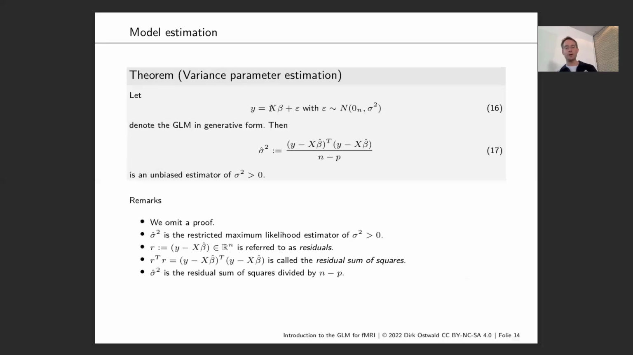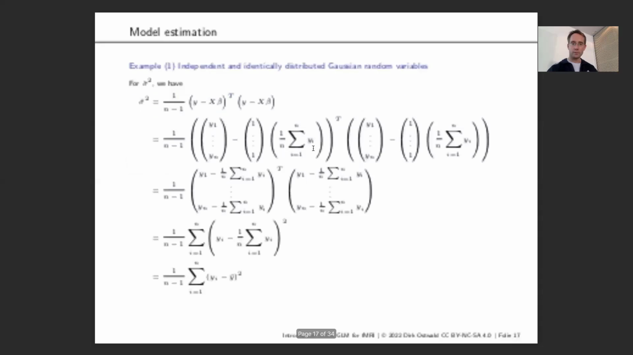Okay, so before we look at examples for these estimators, the other parameter that you need to estimate is the variance parameter. It turns out that this can be estimated based on the residuals. So what are residuals? If you have your beta parameter estimated, you have beta hat, then you can of course compute, maybe we also have an example here.